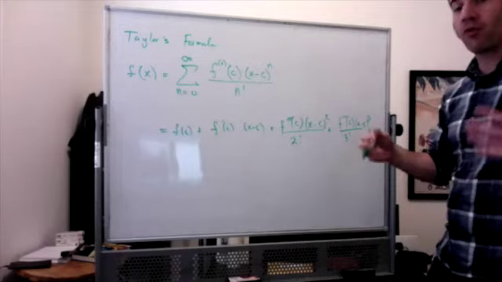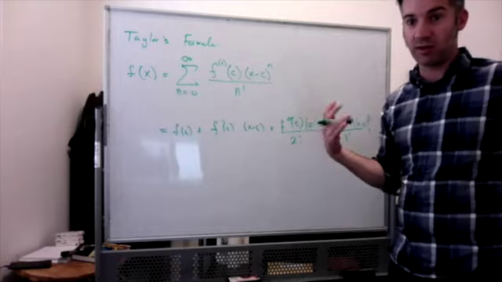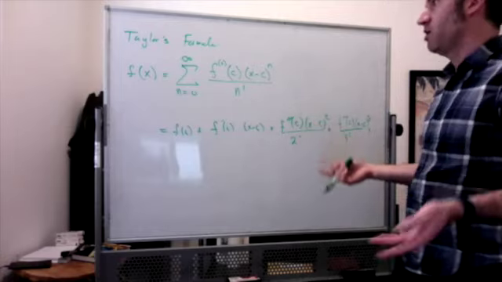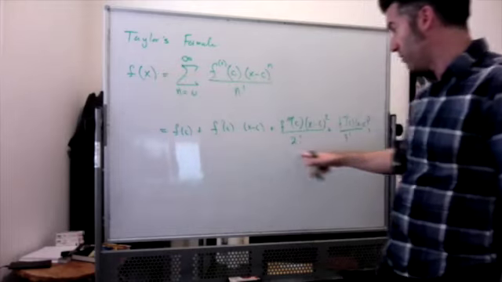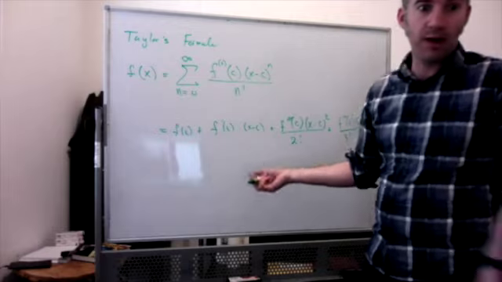So for pretty much any function, if we can't do the nice thing where it looks like a geometric series, we can say, well, I've got a function. I know how to find its derivatives. I can write out its Taylor series this way.